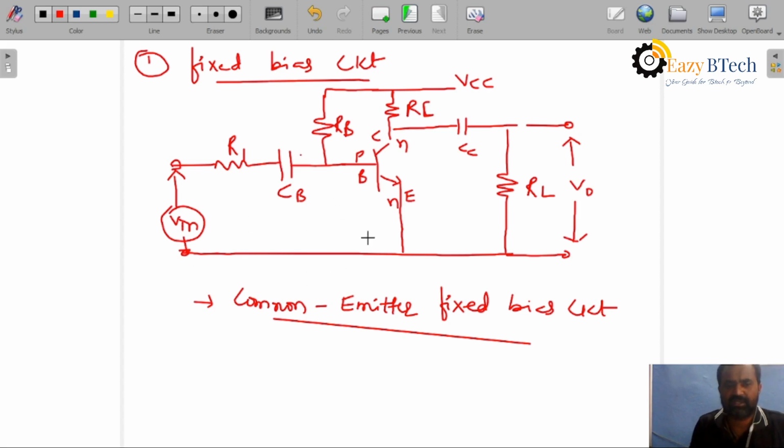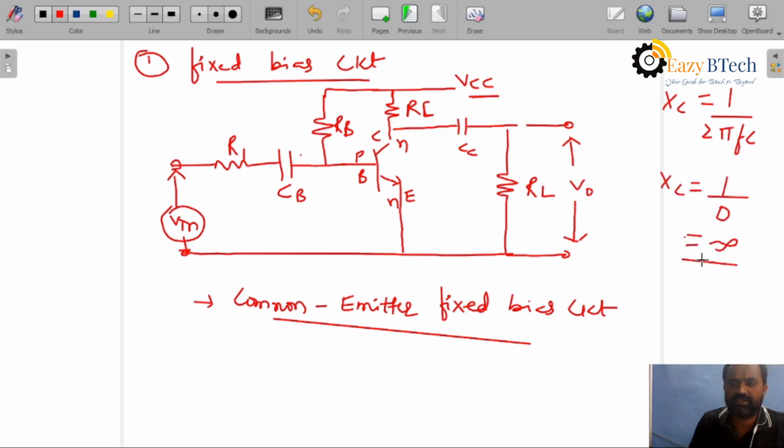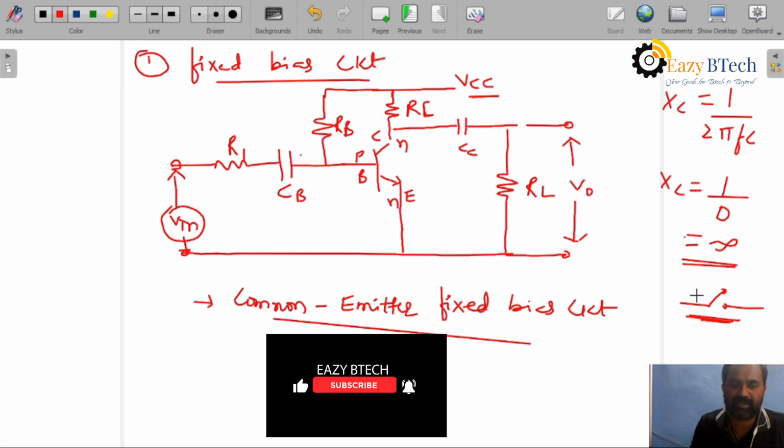Okay, students, this is the fixed bias circuit. Now for a DC analysis, XC is equal to 1 by 2 pi f C. For DC, frequency is 0, so XC is 1 by 0, that is infinity. The reactance is infinity, which means the capacitor acts as an open circuit. For a DC supply, the capacitor reactance acts as an open circuit.